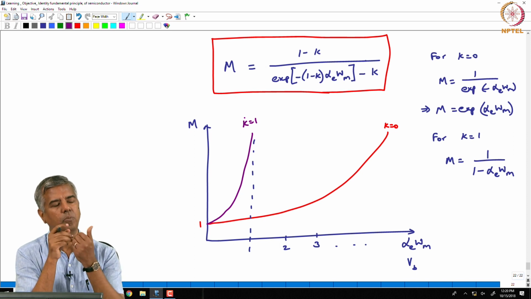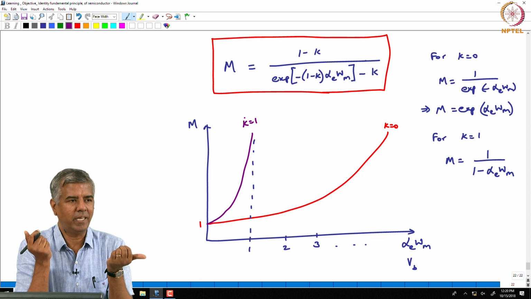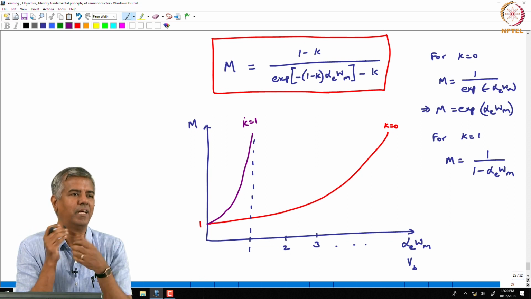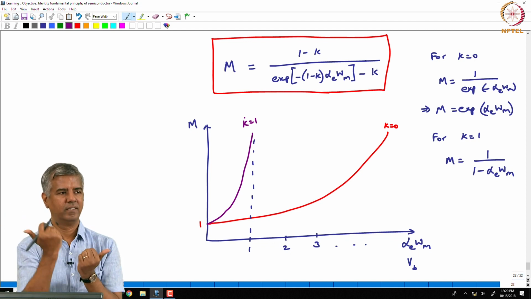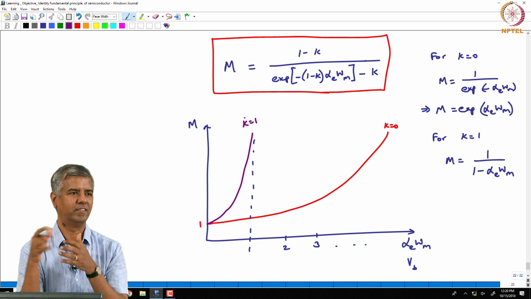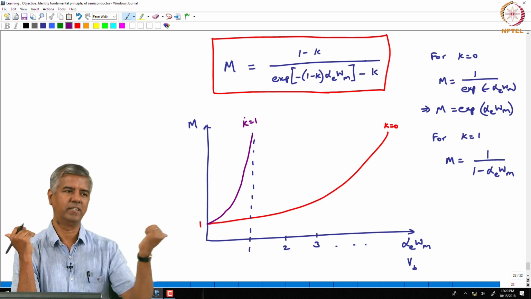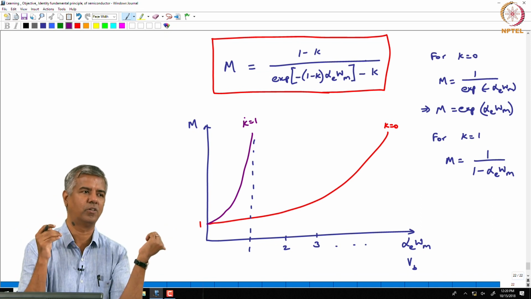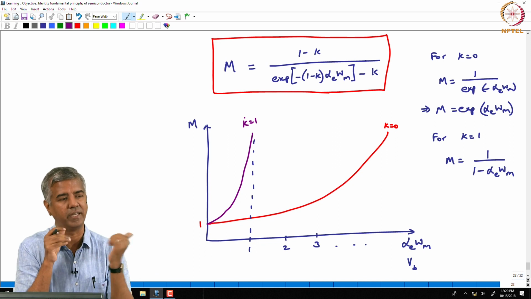So, both your electrons as well as your holes are equally capable of generating this avalanche. Electrons will keep drifting this way and creating havoc, creating this avalanche in this direction. Holes are actually drifting this way, and that is also creating a lot of secondary electron hole pairs. That is also creating avalanche.